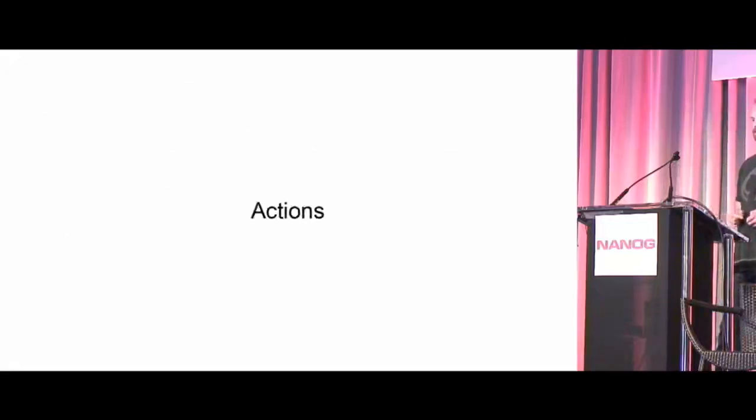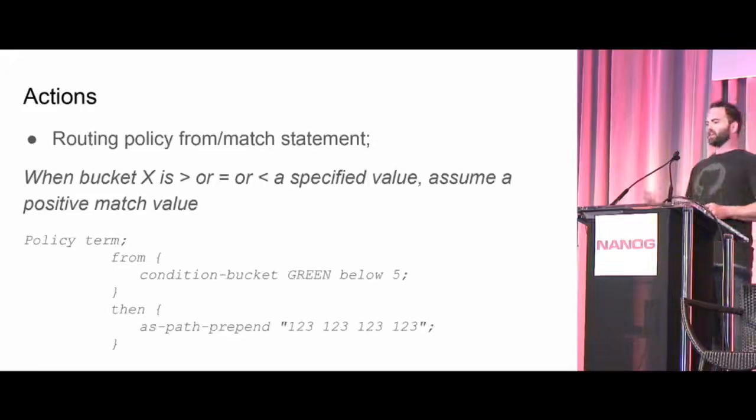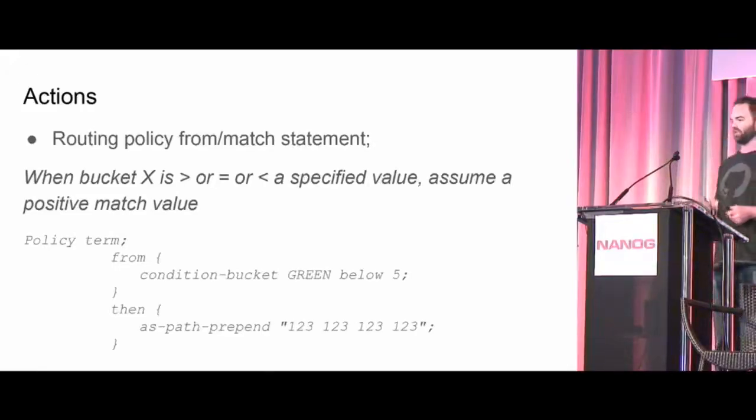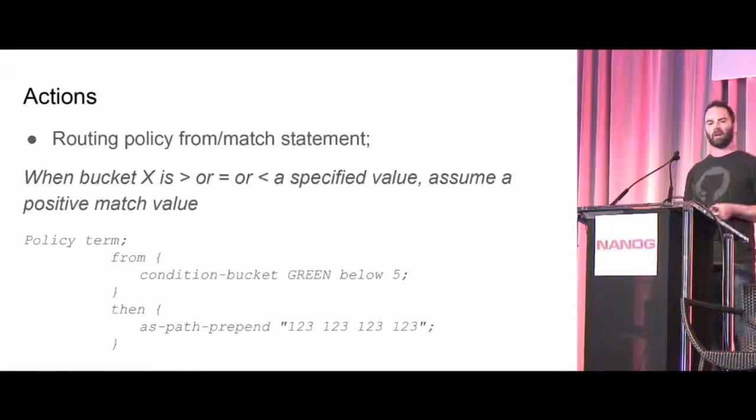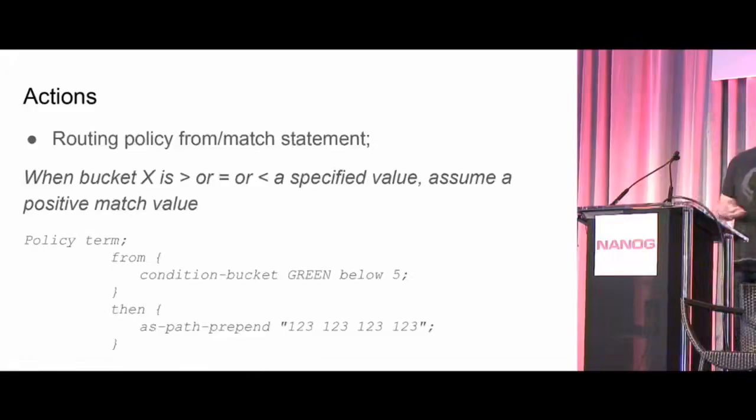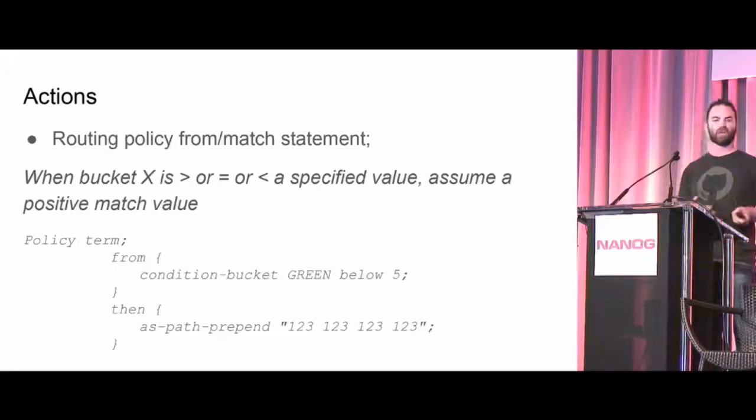So let's talk about actions. In this example, green has fallen below my threshold value. But instead of taking a router out of service, I just simply want to shed traffic using AS path prepending. So I can apply this policy to a neighbor or a collection of neighbors or even at a group level to shed traffic away.